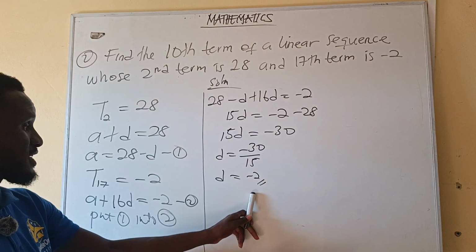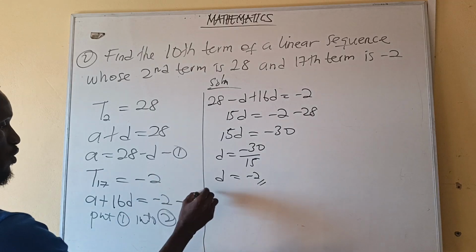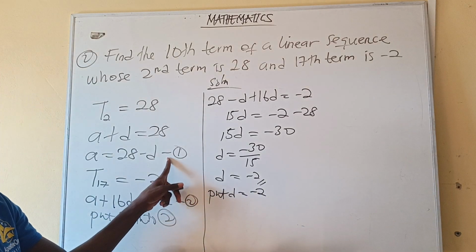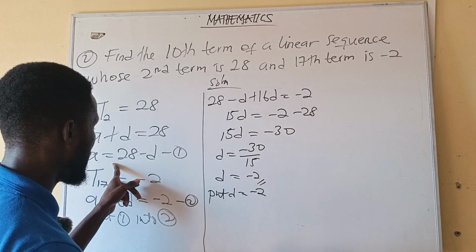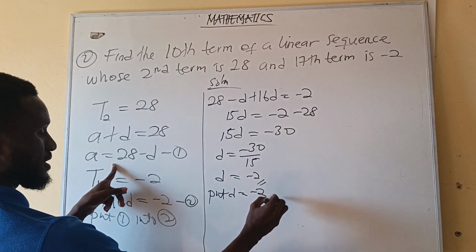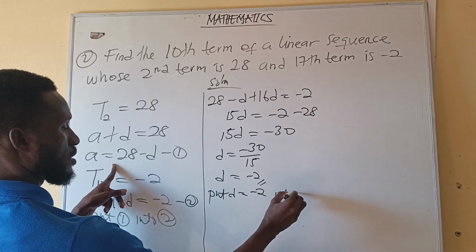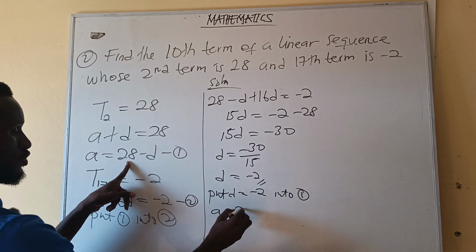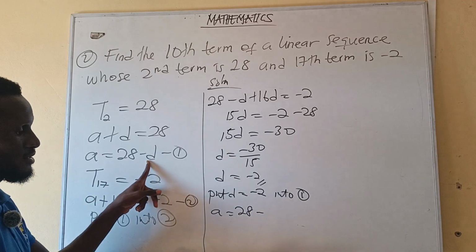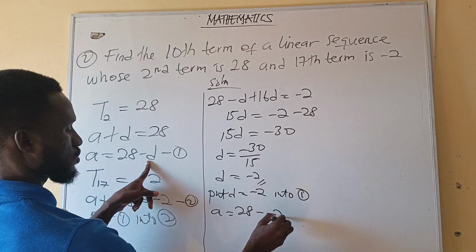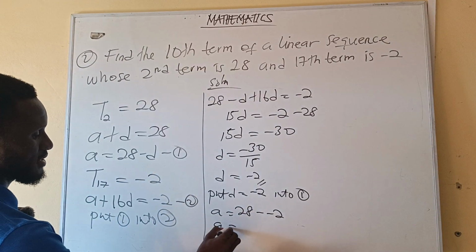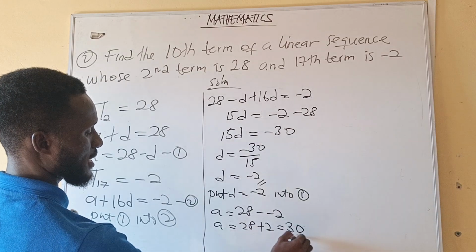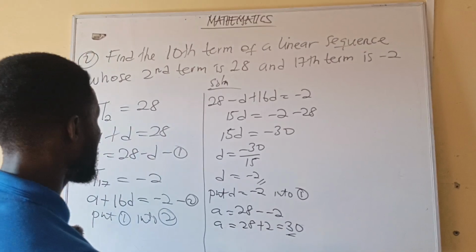After getting d, we can easily get a. So I'm going to put d is equal to -2 into equation 1 to get the value of a. What is equation 1? We have a is equal to 28 minus d. Now d is minus 2, so we're going to have a is equal to 28 plus 2, which is 30. Now a is 30.